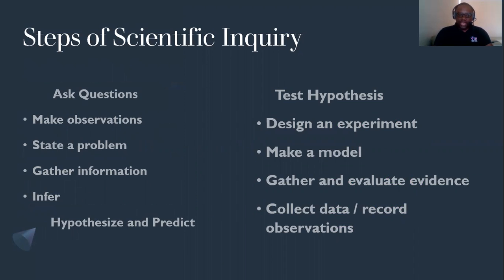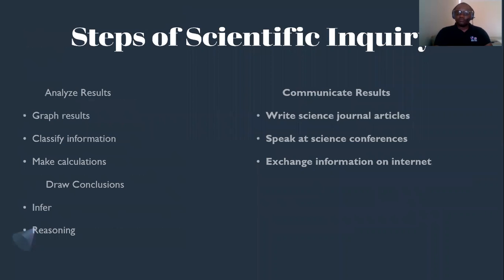Those are the steps of scientific inquiry: ask questions, make observations, state a problem, gather information, infer, hypothesize, and predict. Test your hypothesis, design an experiment, make a model, gather and evaluate evidence, collect data and record observations. Analyze results, graph results, classify information, make calculations, draw conclusions, infer, reasoning, communicate results, write science journal articles, speak at science conferences, exchange information on the internet. All those are the steps of a scientific inquiry.